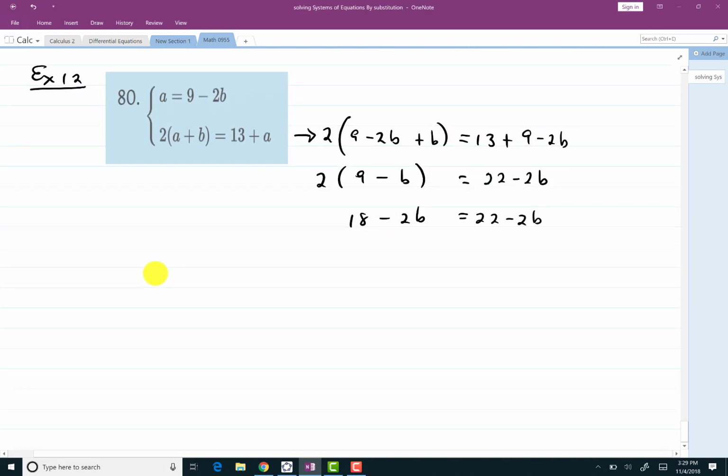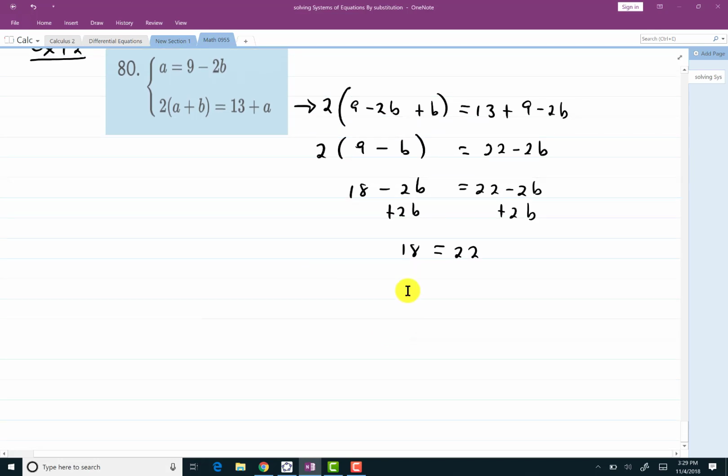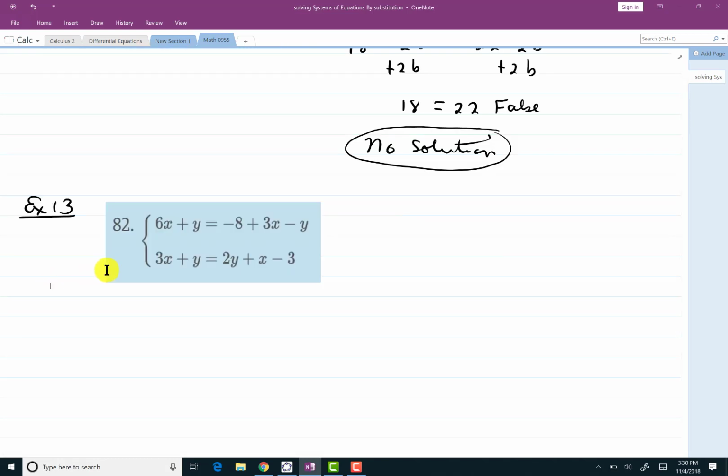Now what happens here when you try to subtract or add 2b to both sides, I end up with 22 equals 18. You ought to know by now that this means that there is no solution, since the letters dropped out and you're left with a false statement. There is no solution. Keep in mind that that means that the lines are parallel lines. There's a lot of stuff going on here.